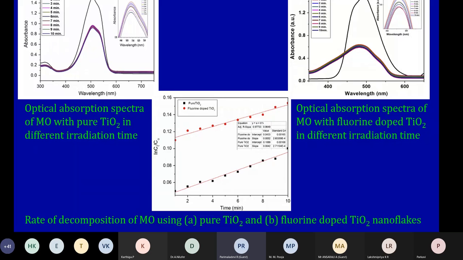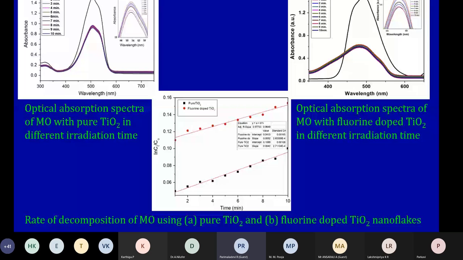First we study the absorption of the pure dye, and after adding TiO2 there was a reduction in the absorption band. There is a decrease in intensity. So this shows that by adding titanium oxide the dye gets degraded. And this is due to the fluorine-doped TiO2. Here the intensity is much less than that of pure TiO2. So fluorine doping again improves the degradation efficiency. Fluorine-doped TiO2 has greater degradation efficiency than TiO2.